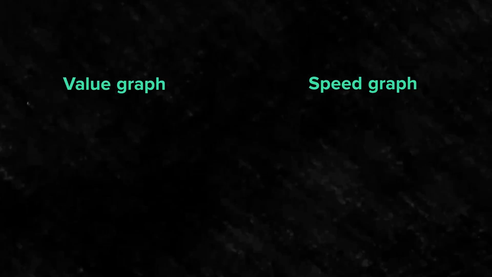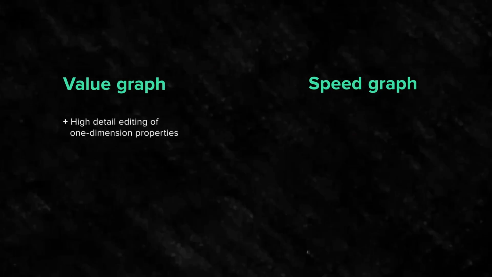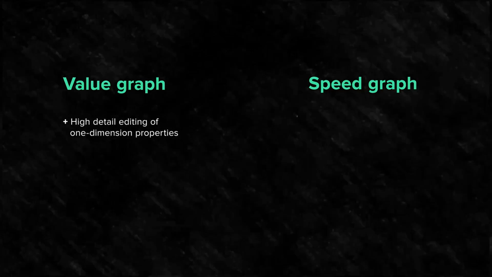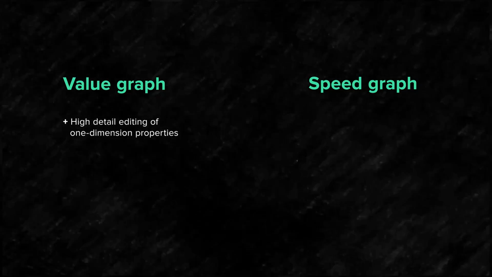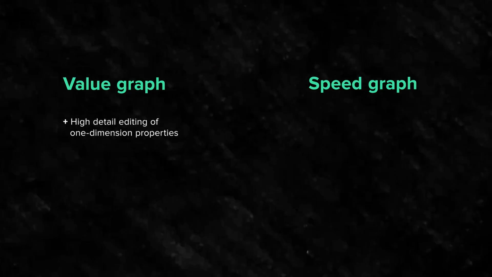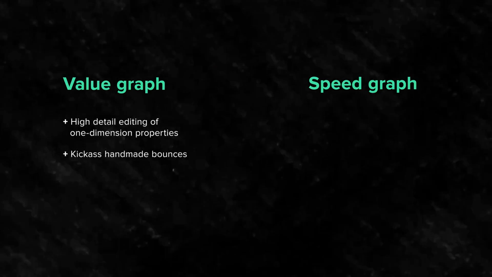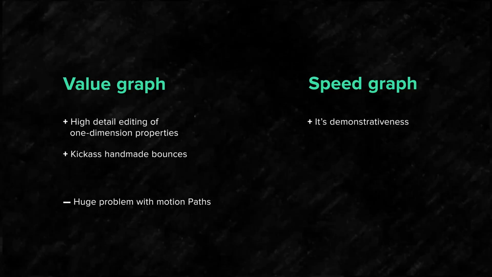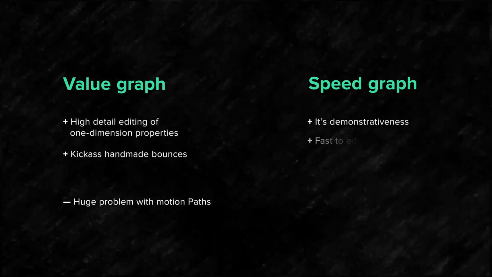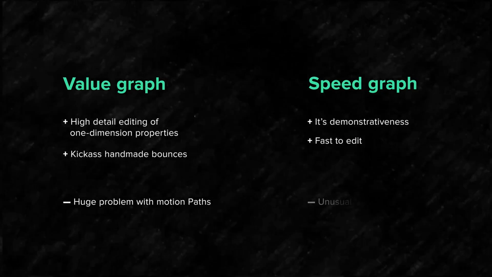Let's sum up all the information and determine in which cases we have to use each type of graph. The value graph is useful with one-dimensional properties, for example rotation or opacity. By dragging the direction lines, you can achieve really good results. It's also pretty easy to manually create bounces using this type of graph. The speed graph can be used in all other situations. In most cases we can make do with this graph, but you will have to get used to its interface and understand the object's speed in different situations.